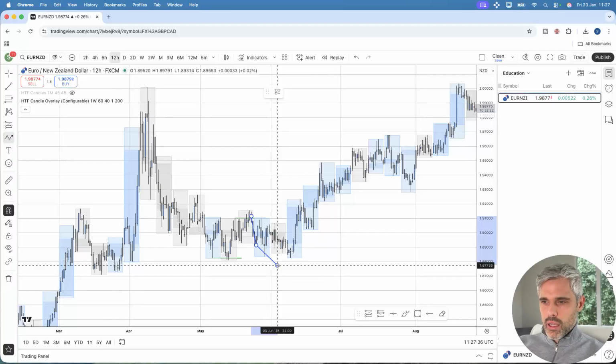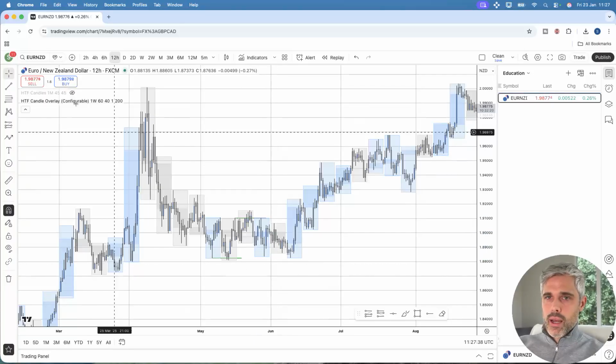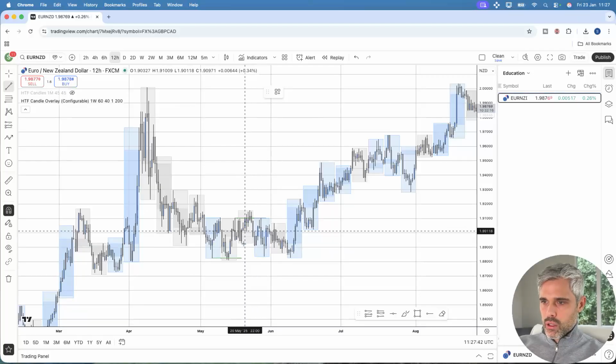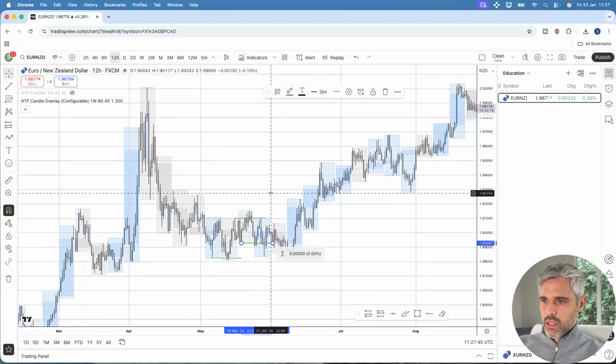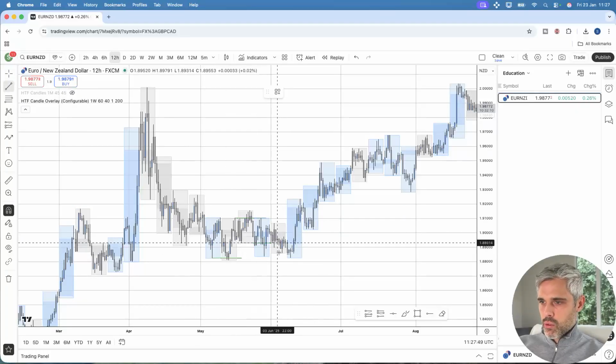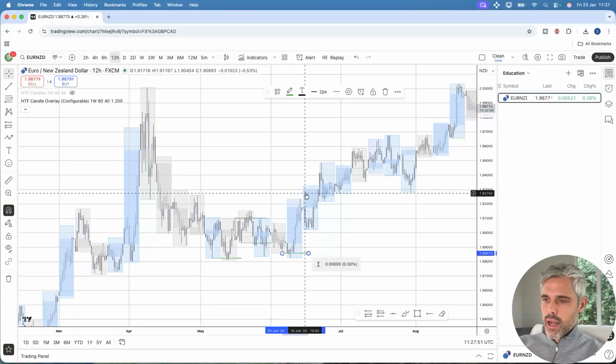But that doesn't happen either. What ends up happening is that we get more consolidation. So we get a new candle that sweeps this candle's range. We then get an inside bar, and then eventually we sweep the inside bar to go higher.